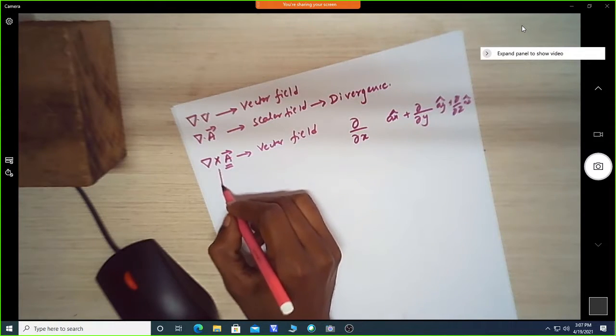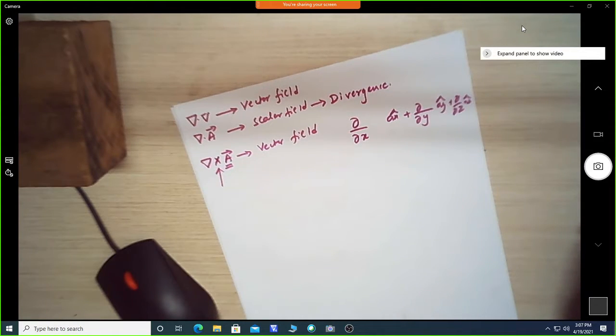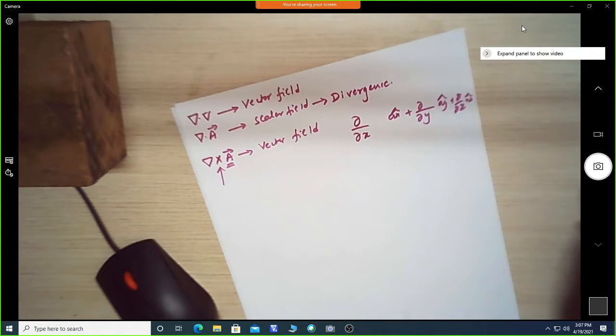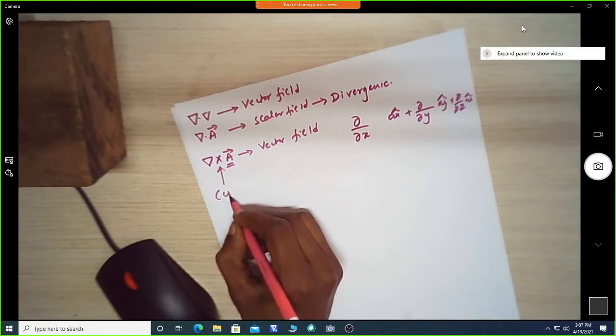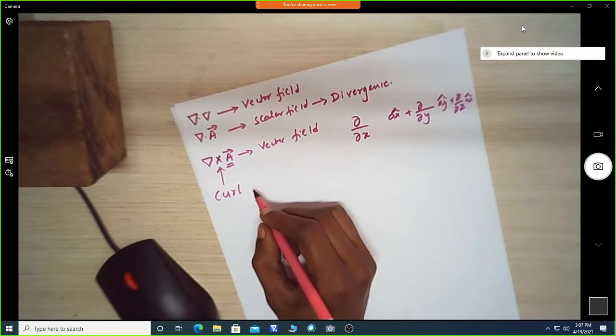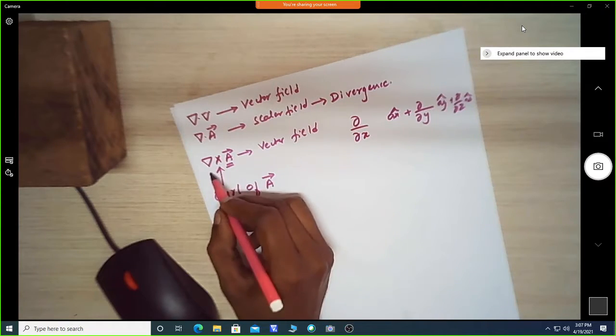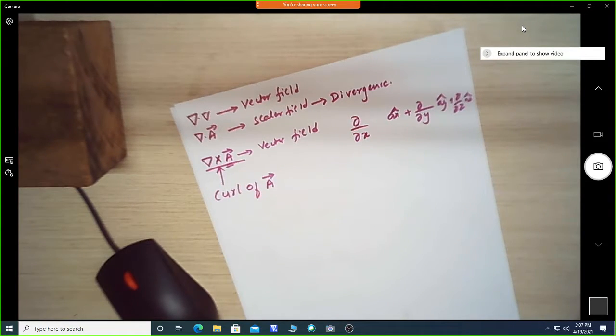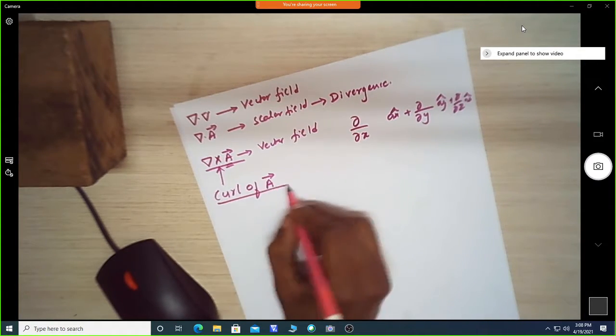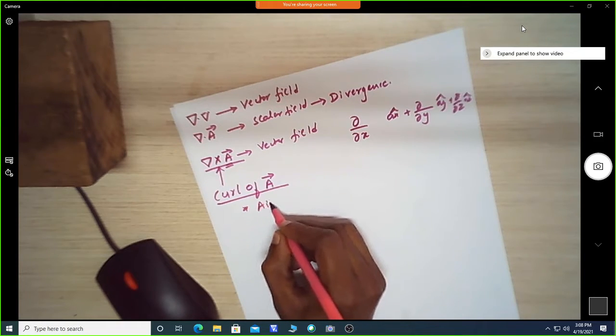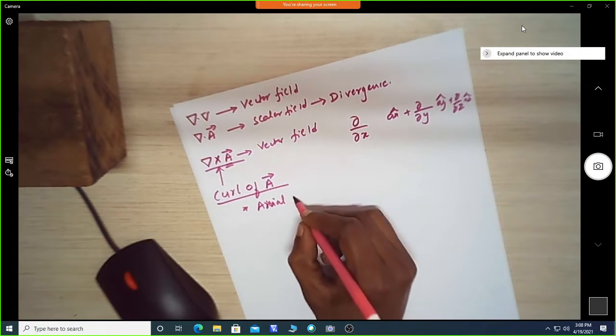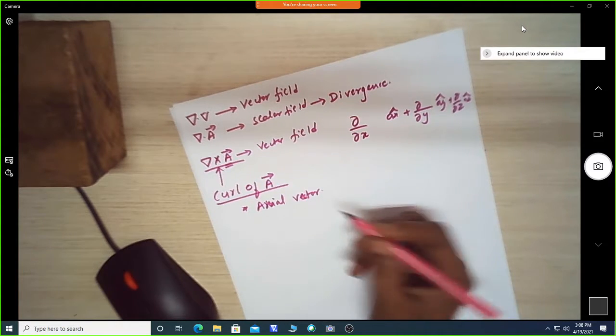This operation, where the del operator is applied on a vector in a manner similar to a vector product, is called the curl operation, or curl of a vector A. So what is meant by exactly curl of A? How do we define it? First, it is an axial vector.